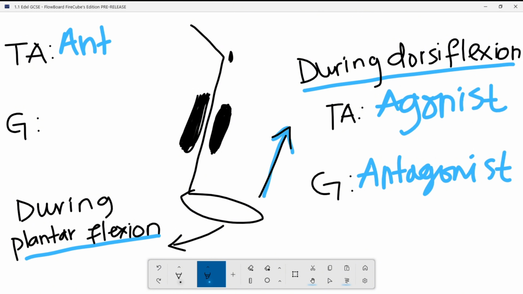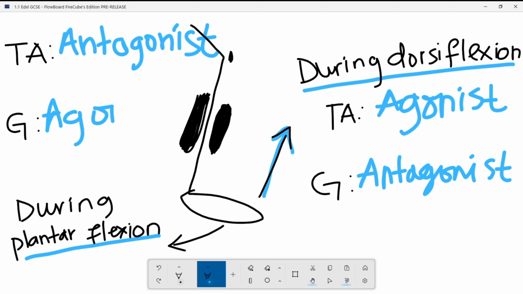Now, on the other hand, during plantar flexion, which is when your foot moves downwards away from the shin, the tibialis anterior would now be the antagonist, because it's going to be relaxing instead. And your gastrocnemius would now be the agonist, because your gastrocnemius will be contracting to allow plantar flexion to happen.